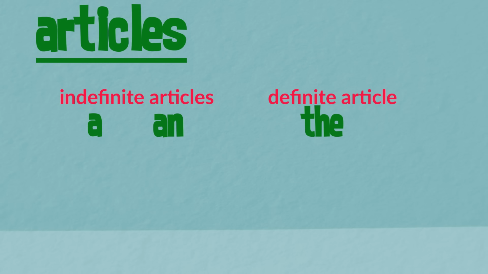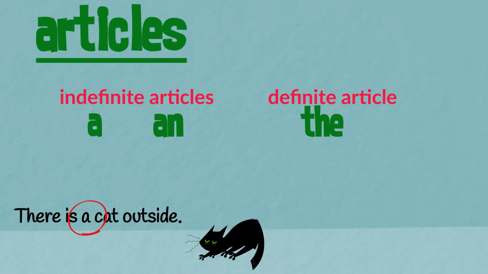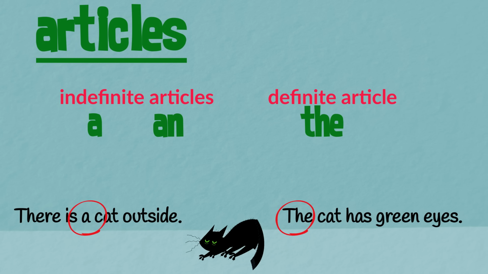For example, "There is a cat outside." The indefinite article used in this sentence tells us that the particular cat is not known. This is the first time it's being referred to. The next time it's referred to, the definite article the would be used. For example, "The cat has green eyes." It is understood which particular cat the speaker is referring to.